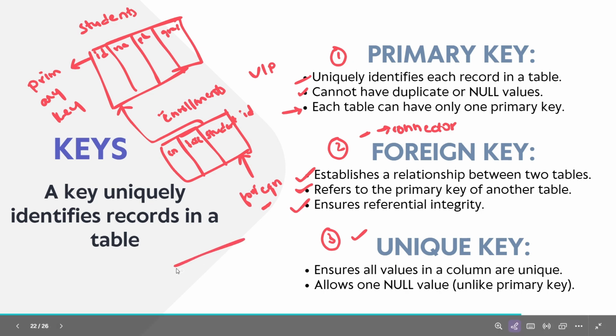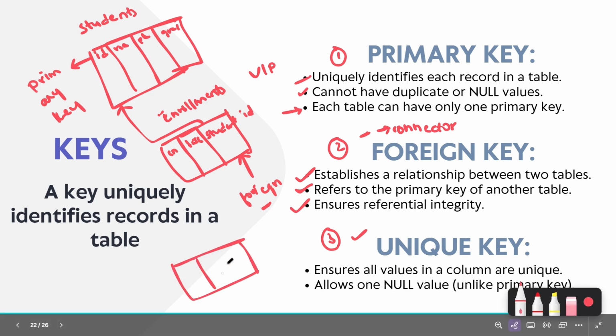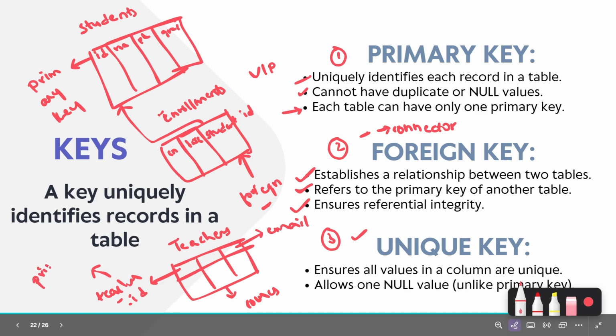Suppose, let's say, for example, I have another table, and let's call this table the teachers table or a faculty table. And here we are going to have a faculty ID or a teacher ID, and we are going to have an email, and next we are going to have the courses that they are going to teach. All right. So now here, this teacher ID is going to be the primary key, and it does not have any duplicate or null values.